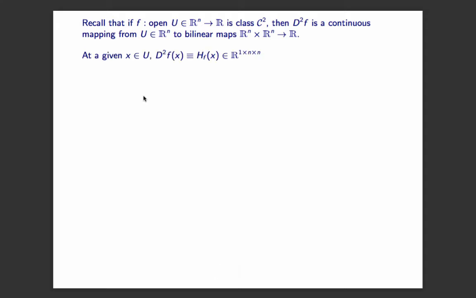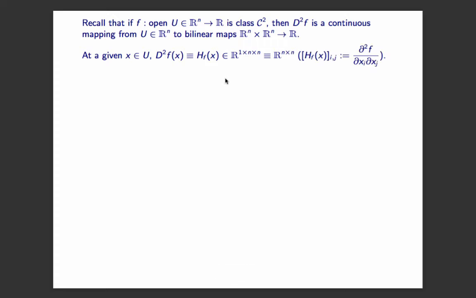Now, at a given x, the second derivative at x is equivalent to what we call a Hessian matrix. And because the Hessian matrix represents a bilinear map of a vector in Rn by a vector in Rn to R, we could write it in this way, R to the 1 by n by n. Of course, that's equivalent to just saying R n by n. In other words, the Hessian matrix would be an n by n matrix.